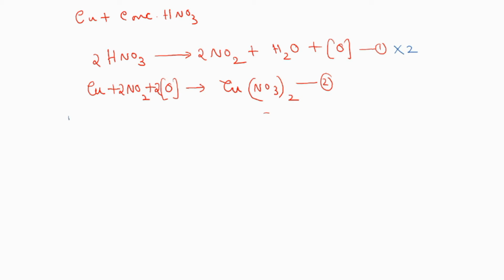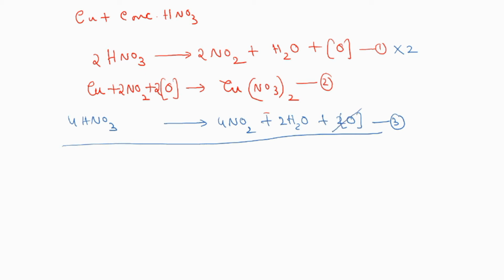Okay, write it. 4HNO3 will be giving you 4NO2 plus 2H2O plus 2 nascent oxygen. Now we can add equation 2 and 3. So what will happen? The 2 nascent oxygen cancel. The 2NO2 and 4NO2, now I can write it as 2NO2.